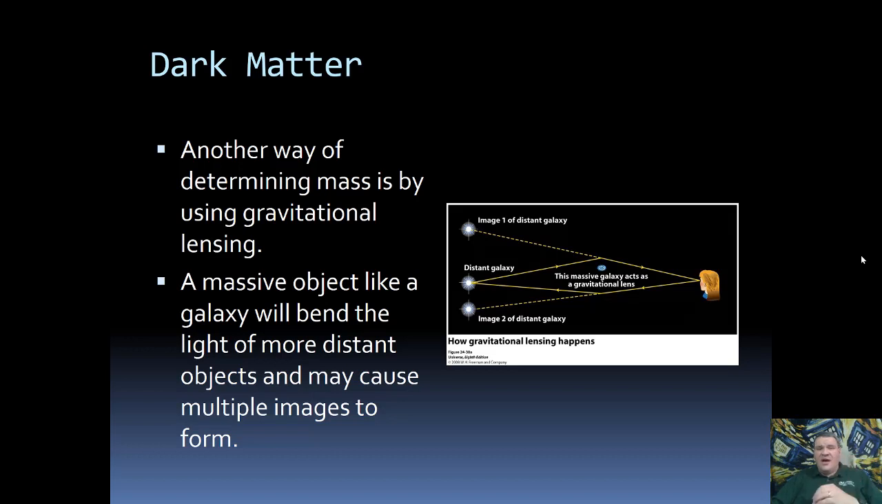We used an analogy of a bowling ball and a trampoline. Well, the exact same thing is going to happen to light. If you've got a massive object, then as light is traveling by it, it will curve because of the curve of space-time near that massive object. Well, if we know the path that the light should take, and we know the path that it does take, how it has been bent, that can then tell us the amount of mass bending it. So in this case, we have some distant galaxy, and then a massive galaxy, and then us. Well, the distant galaxy's light is actually going to get bent as it travels by this massive in-between galaxy.